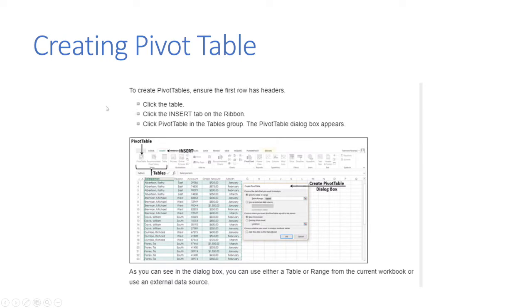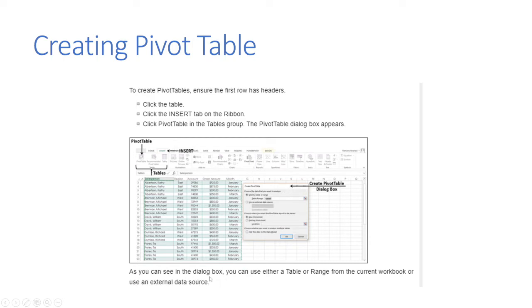To create pivot tables, ensure the first row has headers. So click the table and click the Insert tab on the ribbon, and then click Pivot Table in the Tables group. The Pivot Table dialog box appears. So this is the Pivot Table dialog box.